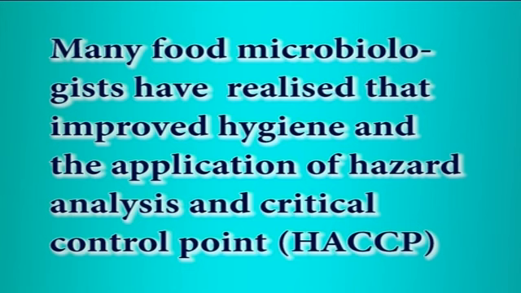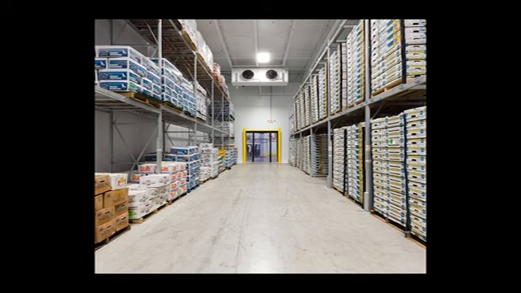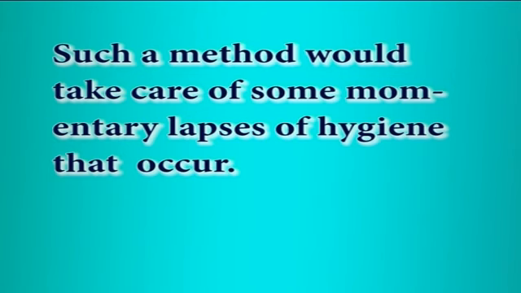Many food microbiologists have realized that improved hygiene and the application of hazard analysis and critical control point, called HACCP, techniques help to improve food quality. A major reduction in the contaminating organisms will also be achieved if new technologies which can efficiently control the foodborne organisms are employed. It is achieved by not allowing the organism of concern to enter the food industry or the catering establishments. Such a method would take care of some of the momentary losses of hygiene that occur.